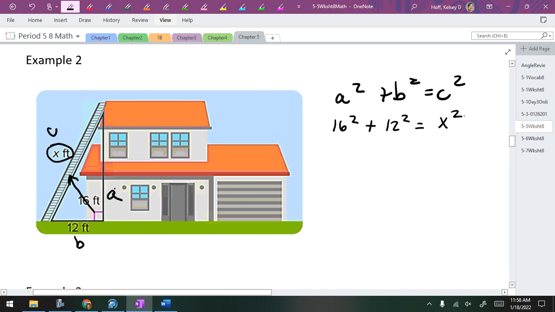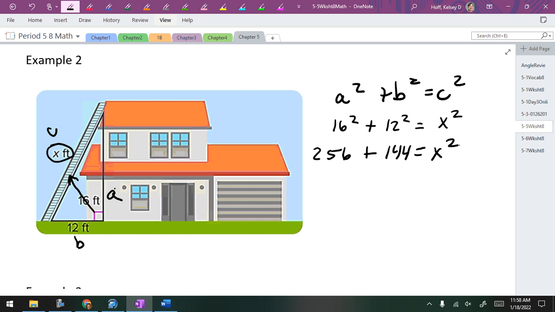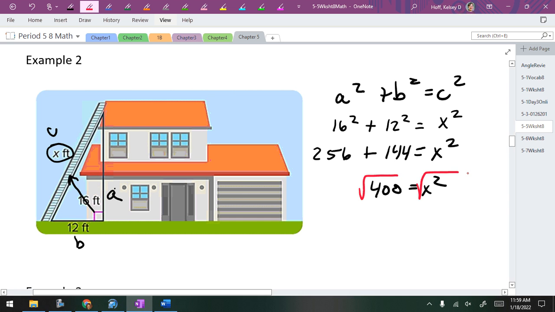16 squared is 256. 12 squared is 144. Now I should add those two together. 400. Anybody else get 400? Okay. Now what do I do? Take the square root. Nicely done. Big check mark, right? Technically, there's two answers, but Miss Hoff has reassured us we really only need the positive. The square root of 400 is 20.